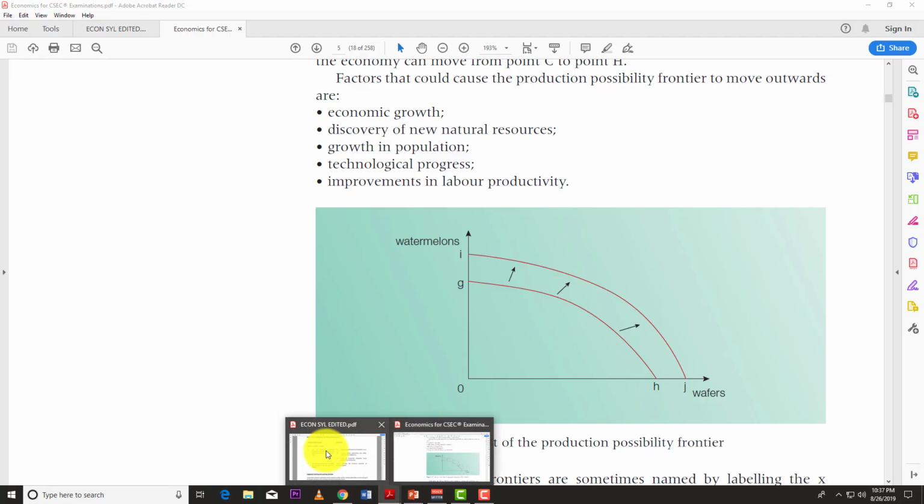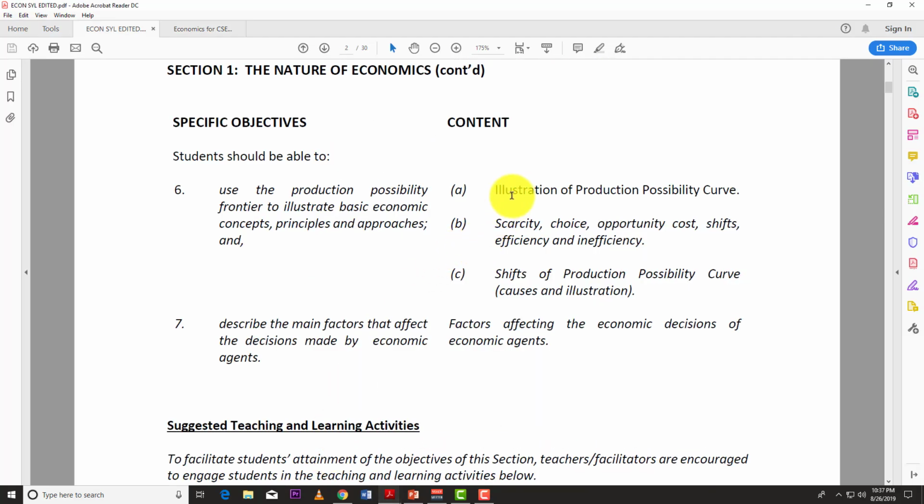So let's look at the syllabus again. We looked at the production possibility curve, the shifts and the causes, so we already covered A and C. Let's break down B: how can the production possibility curve show scarcity, choice, and opportunity cost? We already looked at shifts, and at efficiency and inefficiency. Efficiency is anything along the curve, inefficiency is inside the curve. So we looked at that already.